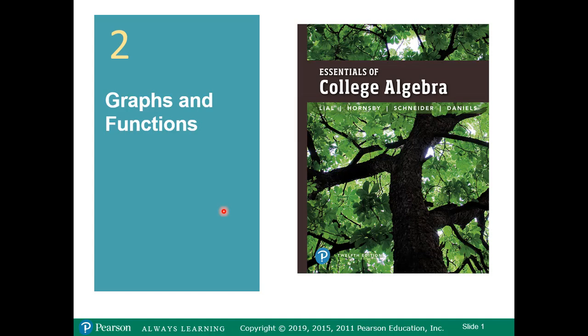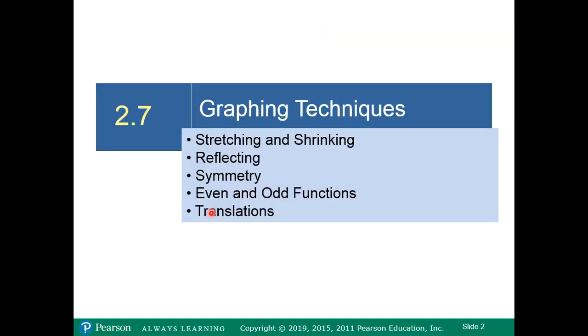Okay, class, today we are going to finish up chapter 2, and we're going to finish the last section, section 7, and we're going to talk about graphing techniques. And we're going to talk about stretching and shrinking graphs, reflecting graphs, symmetry of a graph, which is also going to lead us into even and odd functions, and translations.